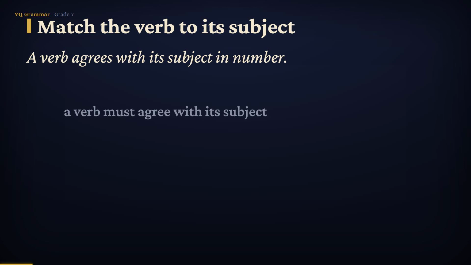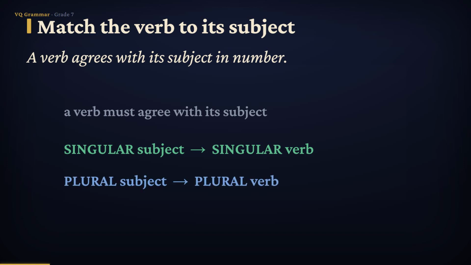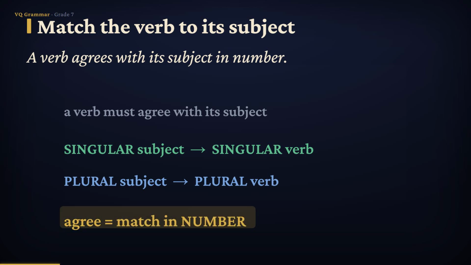A verb must agree with its subject in number. That word number simply means one versus more than one. So a singular subject, meaning just one, takes a singular verb. And a plural subject, meaning more than one, takes a plural verb. When the two match, singular with singular or plural with plural, we say they agree. Let's see it in action.